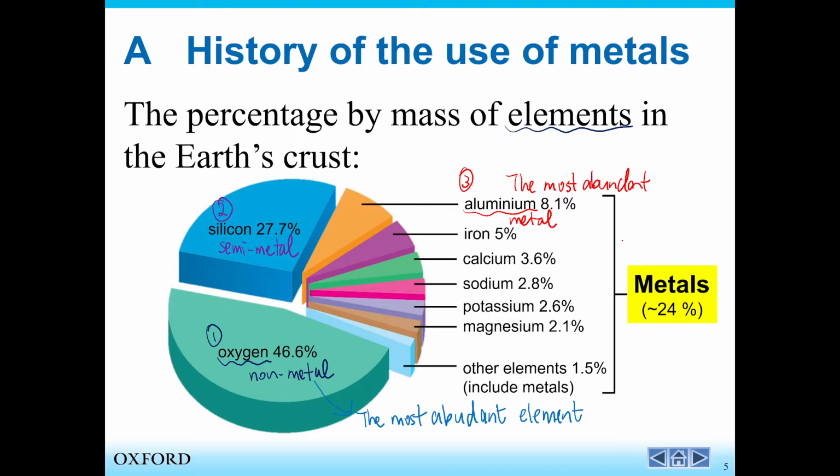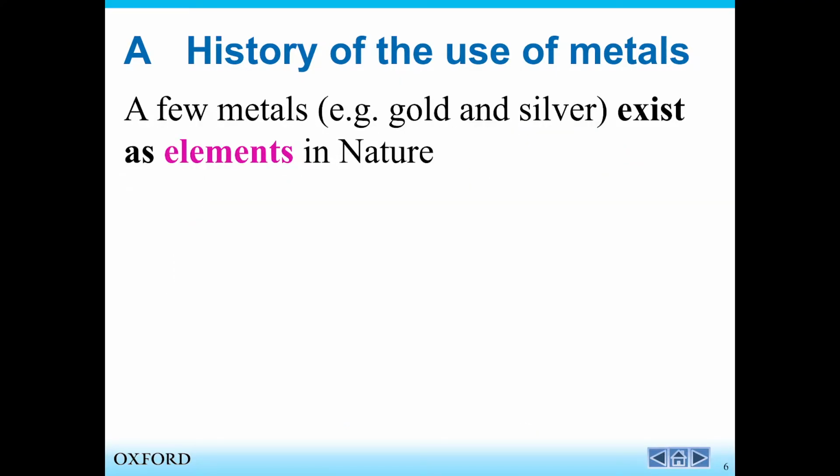But again, our main focus in this topic is metals. So actually, number one for metals is aluminium. Number two is iron. I'll come back to this later about the most abundant metals. So now let's move on. A few of these metals, and the key word here is a few, exist as elements in nature.